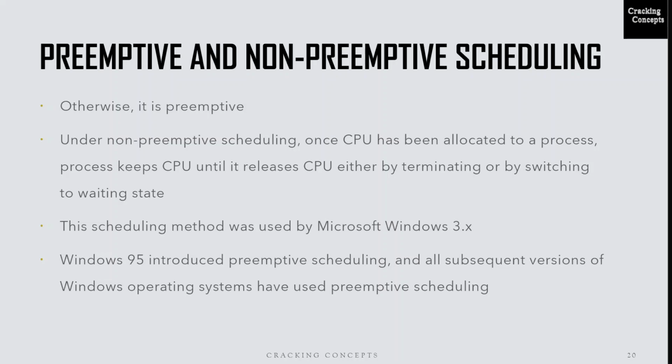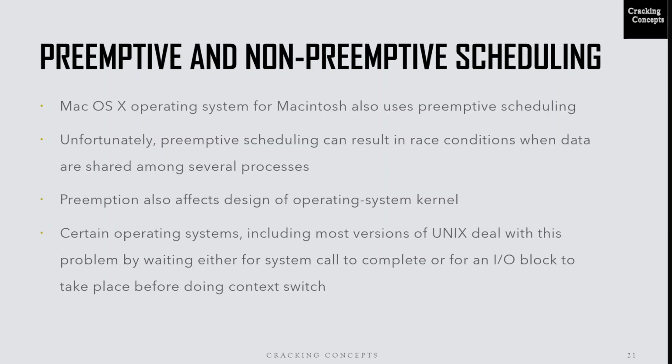This scheduling method was used by Microsoft Windows 3.x. Windows 95 introduced preemptive scheduling, and all subsequent versions of the Windows operating system have used preemptive scheduling. The Mac OS X operating system for the Macintosh also uses preemptive scheduling. Previous versions of the Macintosh OS relied on cooperative scheduling. Cooperative scheduling is the only method that can be used on certain hardware platforms because it does not require the special hardware, for example, a timer, needed for preemptive scheduling.